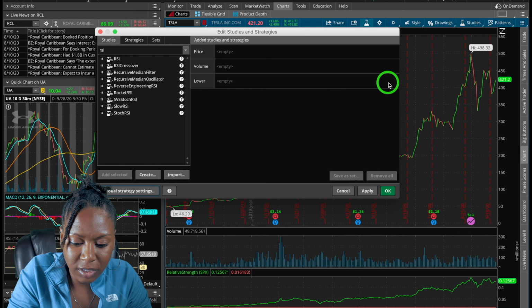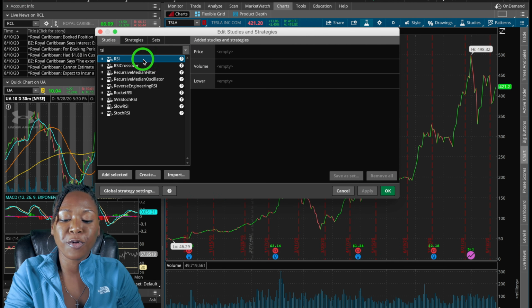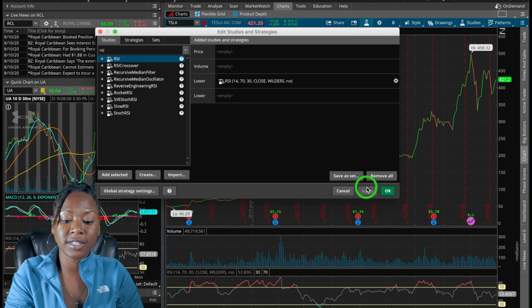Okay, I thought it looked different. Okay, see, look, apply, it's gonna go. RSI, I had the wrong one. So click RSI, double click it, and apply. Okay, that's the RSI we know and love.